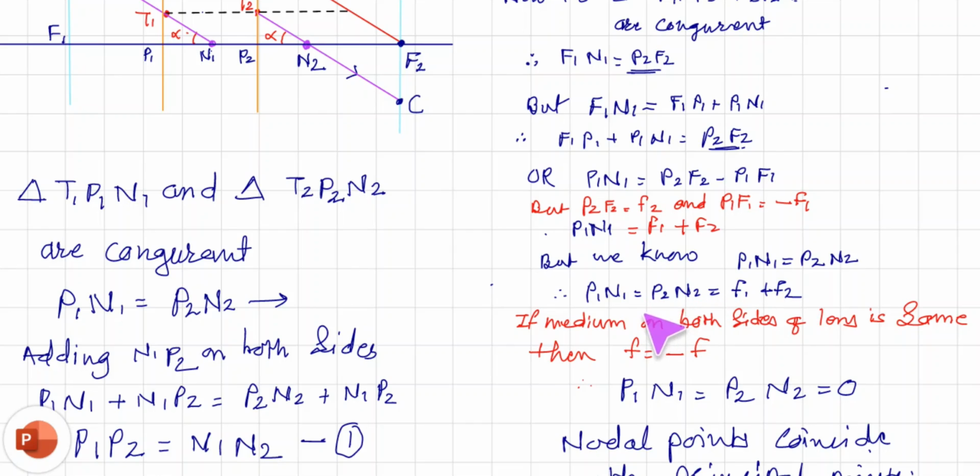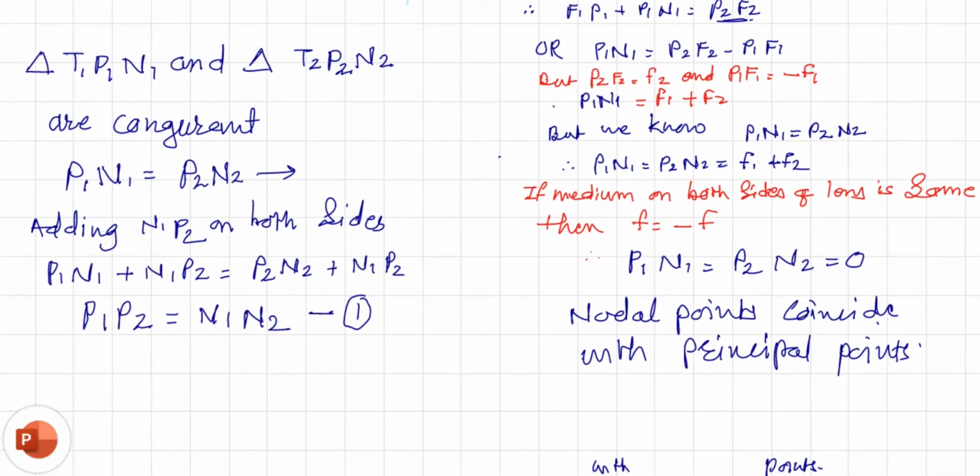If the medium on both sides of the lens is the same, then we have F1 equal to minus F2. So that is why this term becomes 0, and we get P1 N1 is equal to P2 N2, that is equal to 0. This is possible only when the medium on both sides is the same. In that case, obviously from this relation, P1 N1 and P2 N2 are equal to 0. So obviously the nodal points coincide with the principal points.